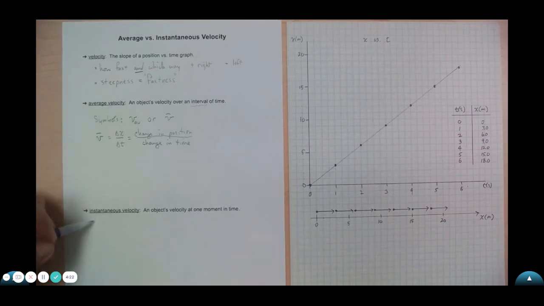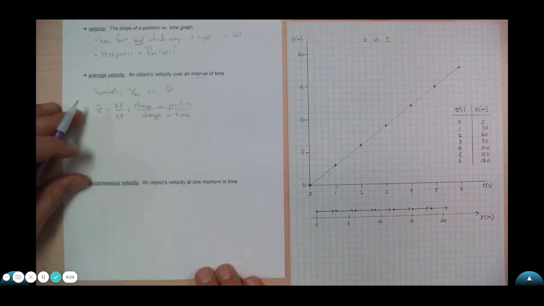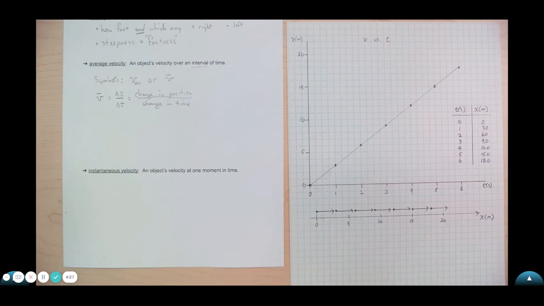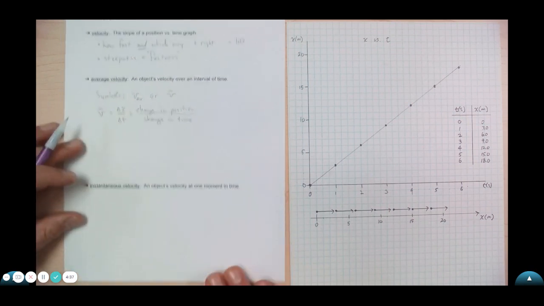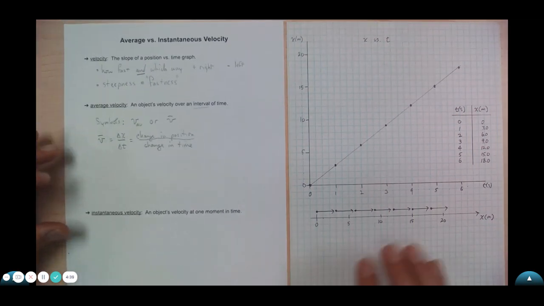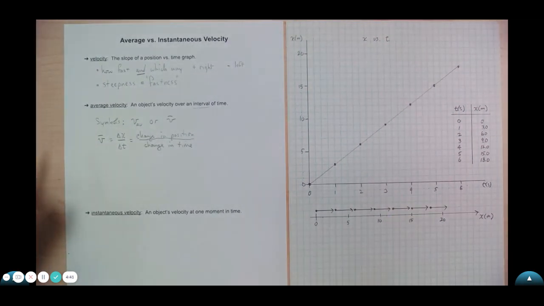Now, instantaneous velocity is, just at one point in time, how fast and what way is the thing going? Now, that gets a little bit trickier when you're talking about things that change how fast they're moving, but for right now, I want you to see that for any kind of motion like we started out the year looking at, the average velocity of the object and its instantaneous velocity aren't any different. Let me illustrate.